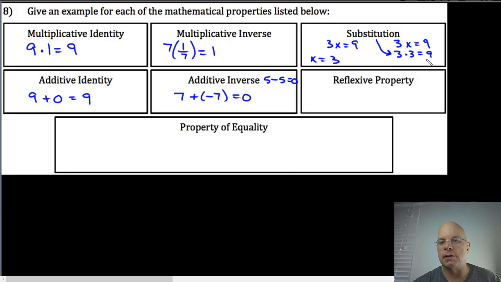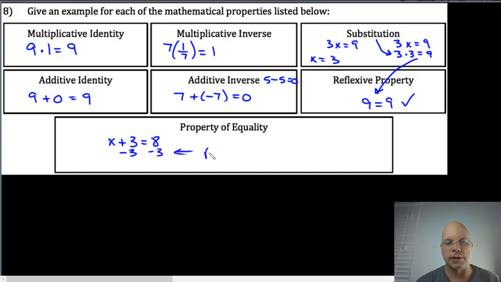The reflexive property can be seen here if I completed this expression where I find 9 equals 9. That's the reflexive property. It's like the value is looking at its reflection in a mirror. For property of equality, we could consider an equation that we're trying to solve. And if I wanted to solve this equation for x, I'd be trying to isolate x on this side of the equal sign. And so I would subtract 3 from both sides of the equation. That's property of equality. Anytime you do the same thing on both sides of the equation, to keep the equation balanced using that balanced scale model that we learned in class.